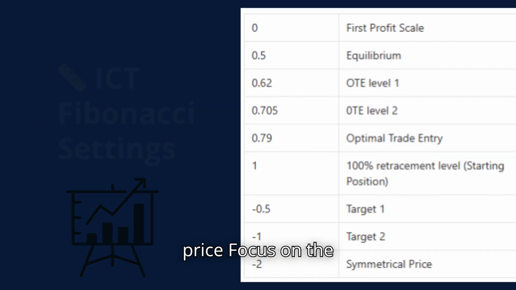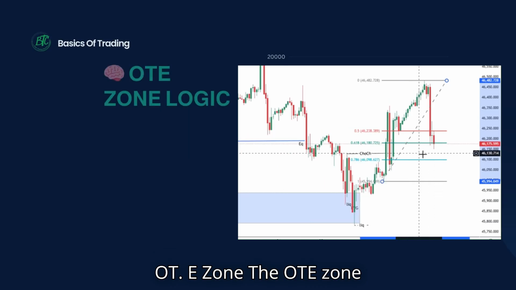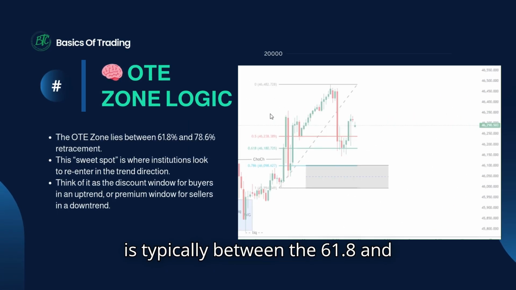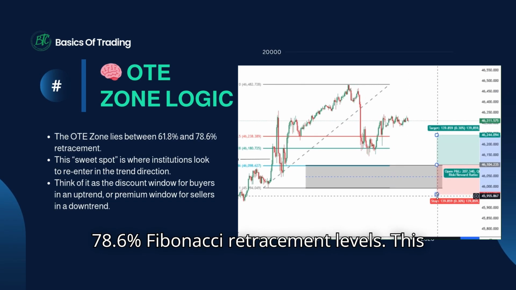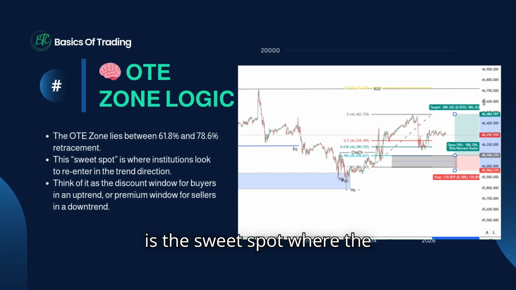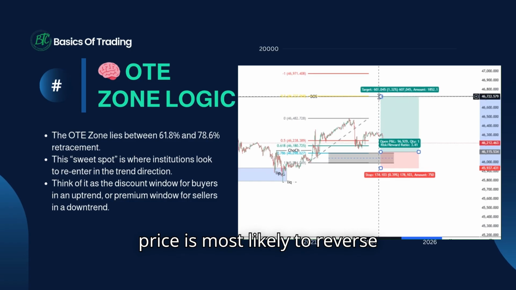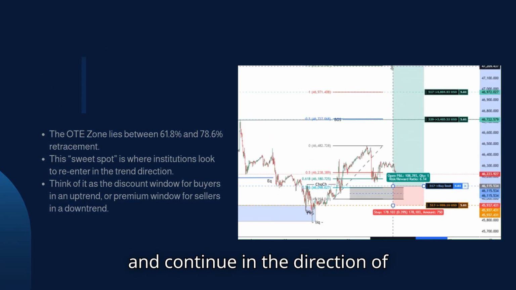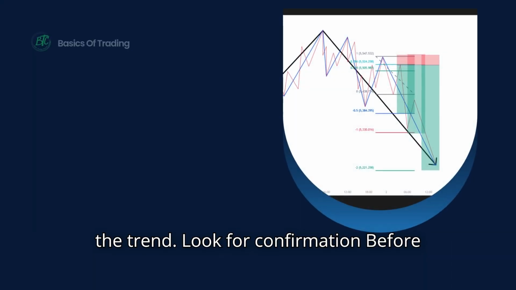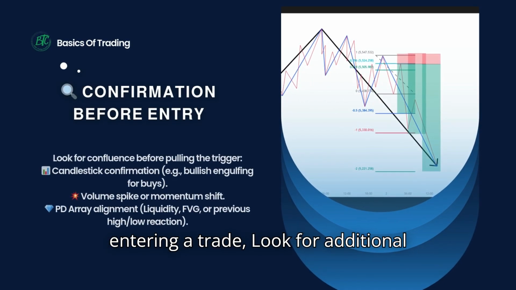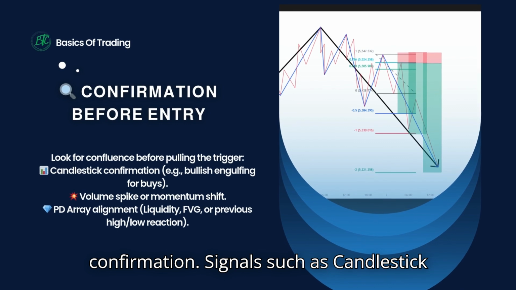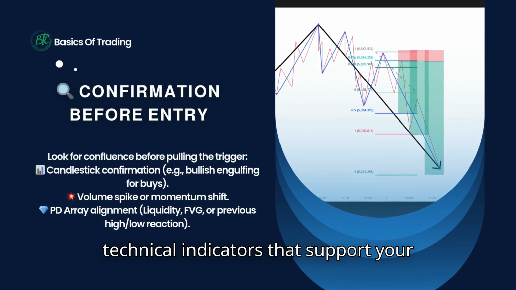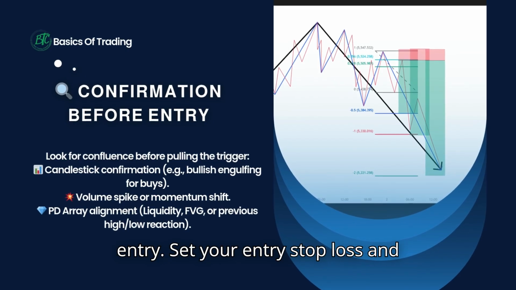Symmetrical price. Focus on the OTE zone. The OTE zone is typically between the 61.8 and 78.6% Fibonacci retracement levels. This is the sweet spot where the price is most likely to reverse and continue in the direction of the trend. Look for confirmation. Before entering a trade, look for additional confirmation signals such as candlestick patterns, volume spikes, or other technical indicators that support your entry.